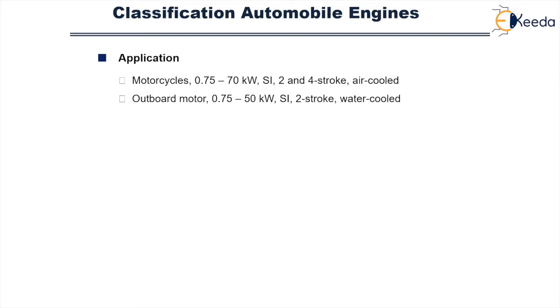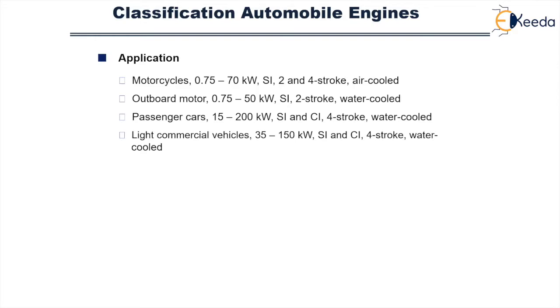Then another mode of classification is the application. Motorcycles, the amount of power used. SI engines are generally used, which may be two stroke and four stroke, and they are more often than not air cooled. Then you have outboard motor. Again, the power requirement is shown. The engine is a SI engine. It might be a two stroke engine, which is water cooled. Then you have passenger cars. Power requirement is 15 to 200 kilowatt. The type of engine used is generally a SI or a CI engine. It is a four-stroke engine which is water cooled.